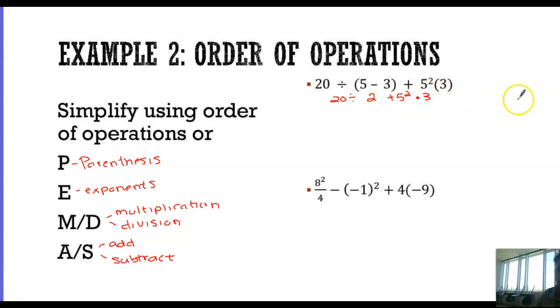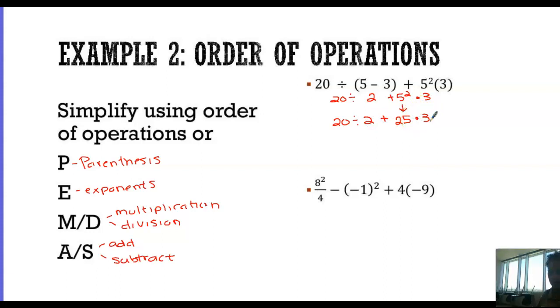If you don't like times written that way, you can put a times symbol. That's up to you. Next, exponents. I have a 5 squared here. An exponent is a number times itself, however many times that exponent says. So this is 5 times 5 is 25. So everything else I'm just going to bring down: 20 divided by 2 plus 25 times 3.